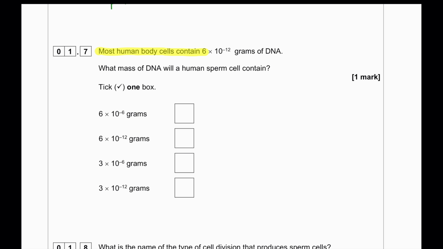Most human body cells contain 6 times 10 to the power of minus 12 grams of DNA. What mass of DNA will a human sperm cell contain? Since a human sperm cell contains half the number of chromosomes, which is 23, and normal body cells contain 46 chromosomes, it will be half of this value. So 3 times 10 to the power of minus 12 grams.